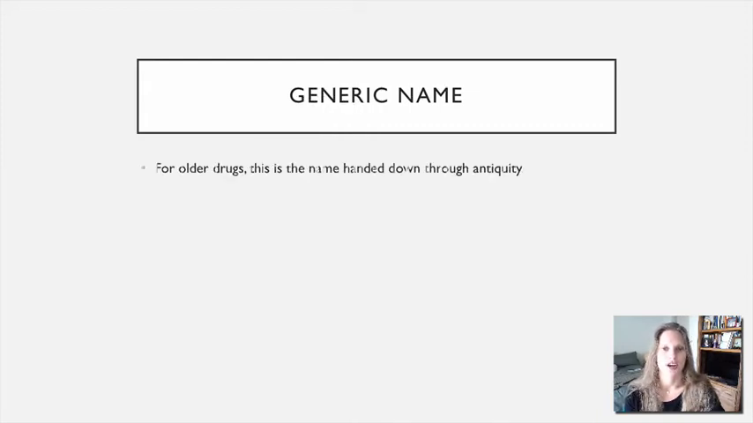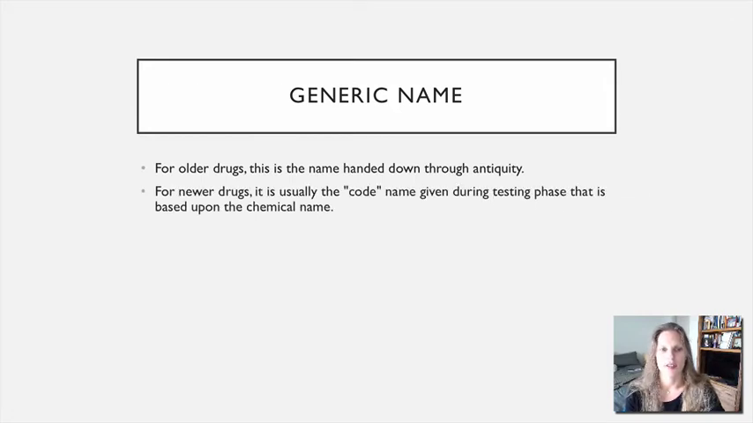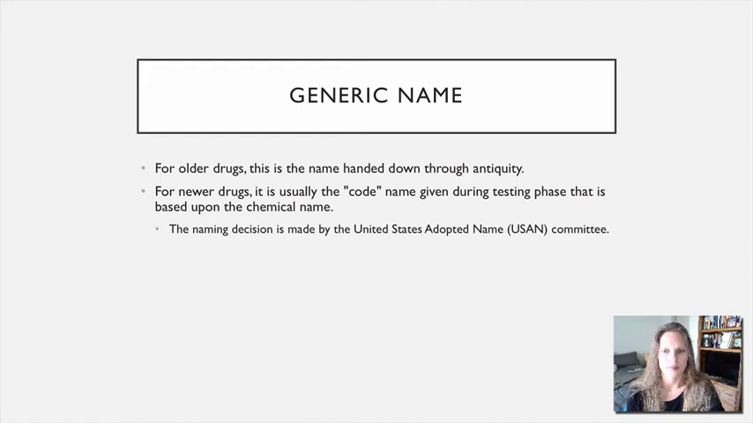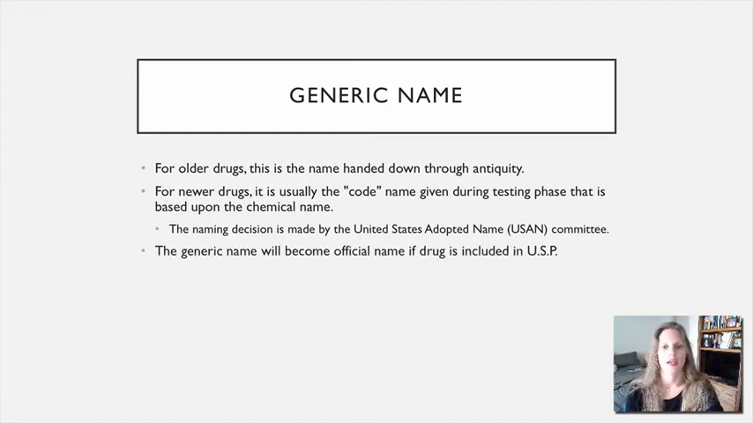Then we've got the generic name. The generic name is the name that gets handed down with the drug. With newer drugs, the generic name is the name that's given to the drug during the testing phase based on its chemical name. There's a committee for everything, right? There's a committee for naming drugs, which you don't need to remember.